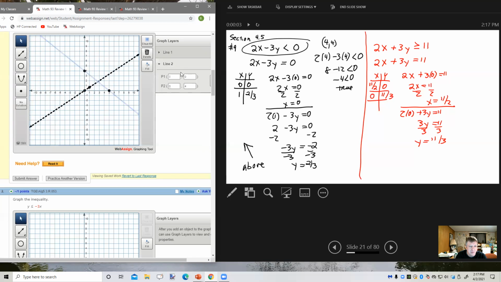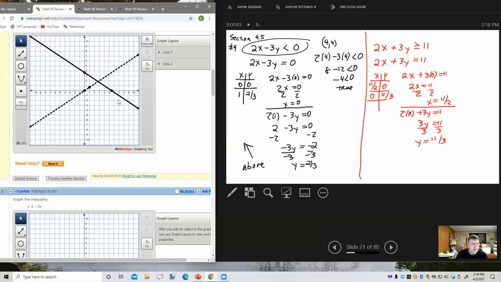Okay. But I'm going to come over here. My first coordinate is 11 halves, 0. And then 0, 11 thirds. Okay. Now, this second inequality includes equals, so it needs to be a solid line.